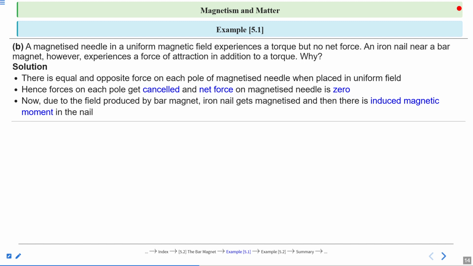When we rub the comb in the hair, it will get charged. Small pieces of paper are uncharged. We place this comb near the uncharged paper pieces, so the paper pieces also induce the charges and get attracted towards the comb. Similarly, when we place an iron nail near the bar magnet, it gets magnetized and induces the magnetic moment. It will induce the magnetic properties. So what is this magnetization, or how is it getting magnetized? We will discuss it in detail in this chapter only, in the later topics.